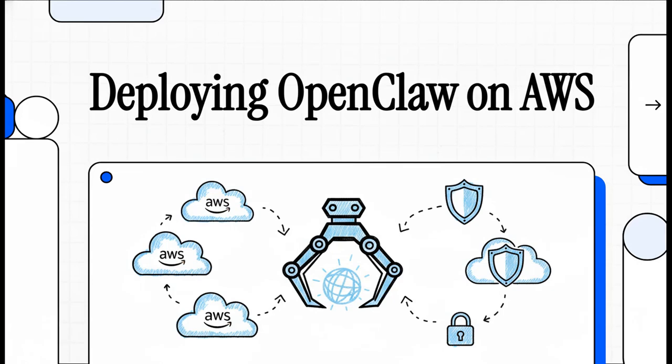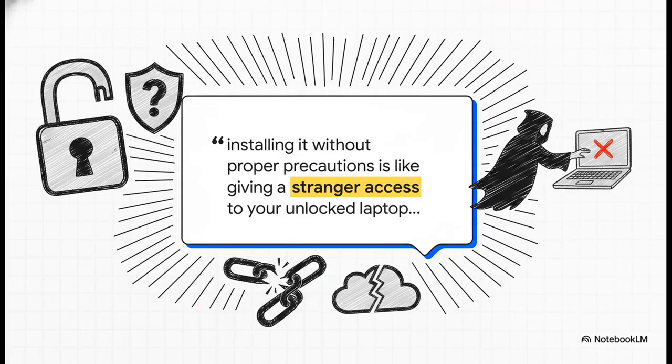Welcome to The Explainer. Today, we are diving deep and building a step-by-step guide for one of the most talked about tools in AI right now, OpenClaw. And we're going to do it the right way, securely on AWS. But before we even get our hands dirty, we have to understand the stakes.